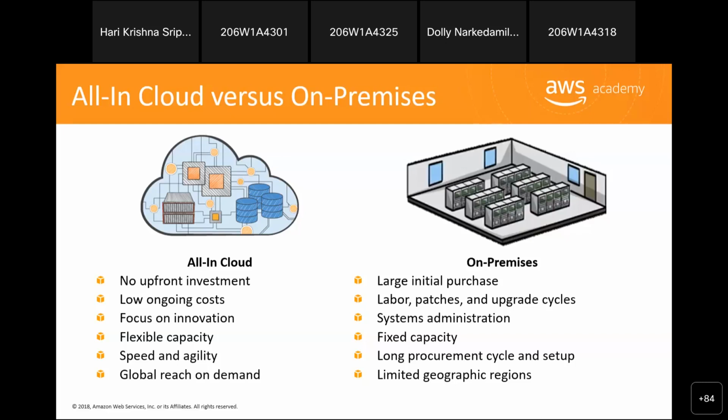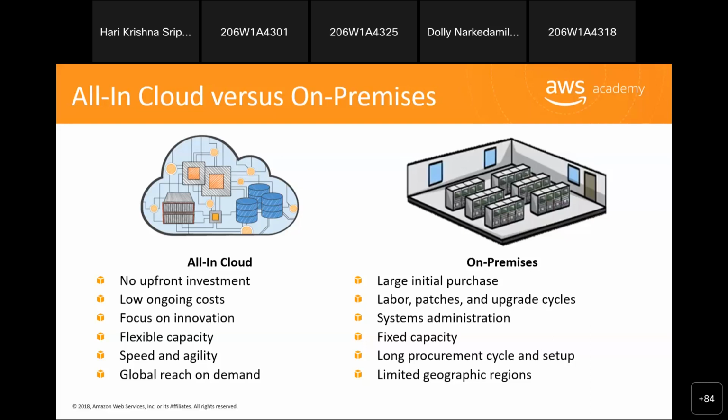So, global reach on demand. We are very much aware of global reach on demand also. This cloud works on WWW, that means GAN, geographical area network. Whatever data you put, it will be accessible throughout the globe. In the first session of our class also we tried to understand this.